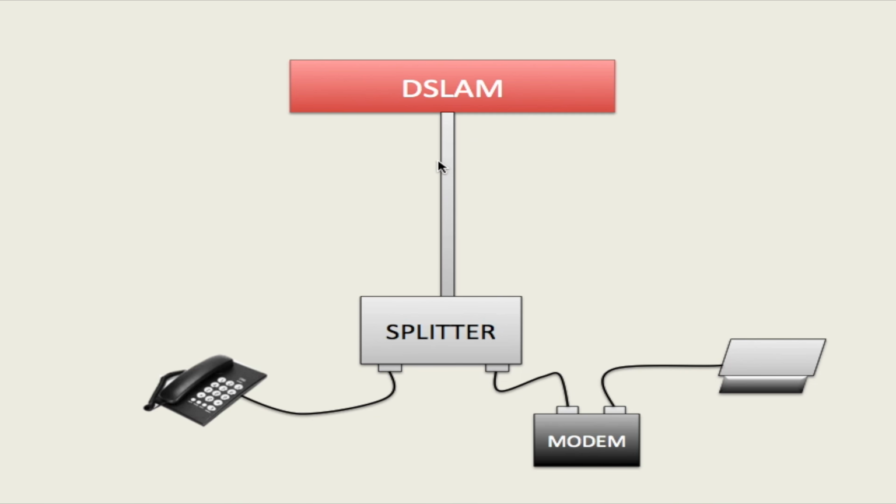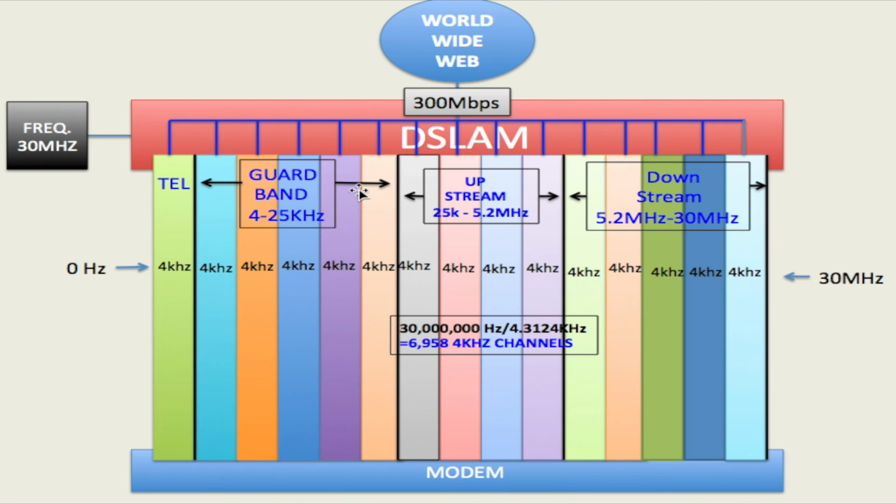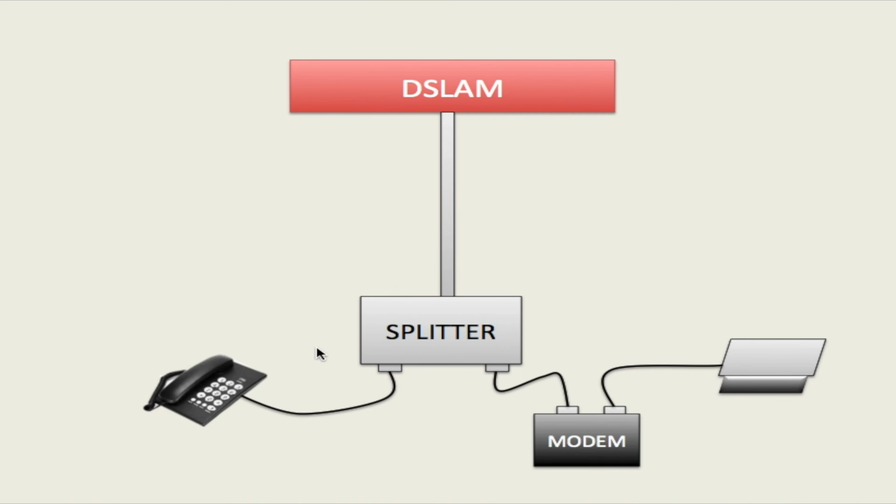Now, for the DSLAM side, you don't need a splitter at this end for the simple reason that you have the guard band between the telephone and the upstream. So this guard band here replaces the splitter, so you don't need a splitter at the DSLAM side. But you don't have any guard band down here, so you need the splitter.